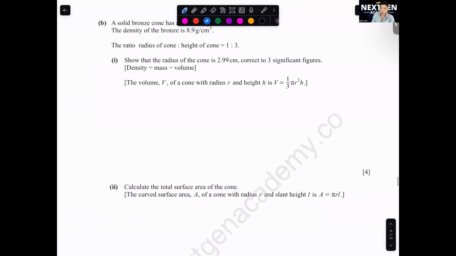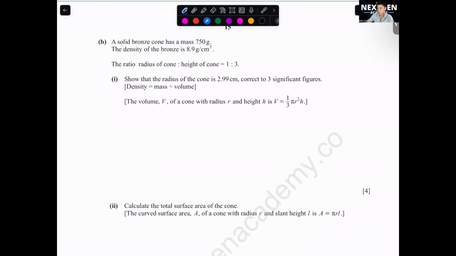Okay, next one, question B. A solid bronze cone has a mass of 750 grams. The ratio of radius of cone to height of cone is 1 to 3. Show that the radius of the cone is 2.99 cm, correct to 3 significant figures. Okay, what do they give us more? They say density is equal to mass divided by volume. The volume V of a cone with radius r and height h is V equals 1 over 3 pi r square h. Okay, let's write down the information that's given to us first.